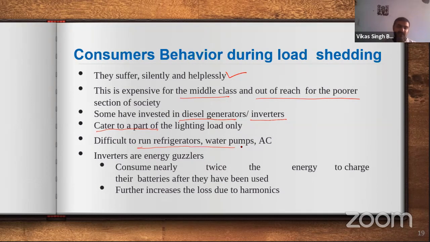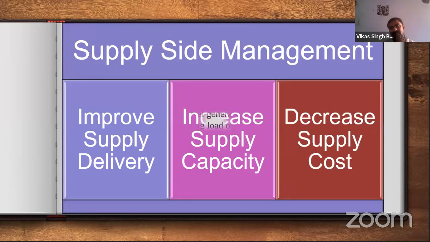Second, if inverters are used, then they are energy guzzlers. Why is this word written? Because they consume nearly twice the energy to charge their batteries. Once the batteries are used, the power consumed in charging those batteries will be twice that. And another main point with those batteries is that they will increase the losses due to harmonics. So inverters are not friendly to the power system, and they are not beneficial. Then this is the supply side management approach.